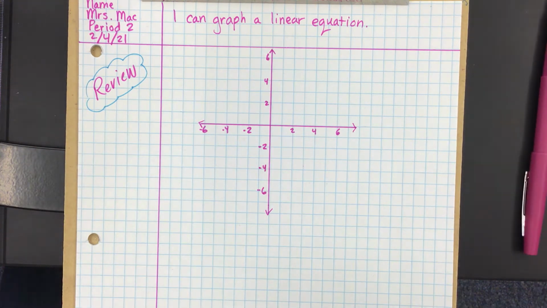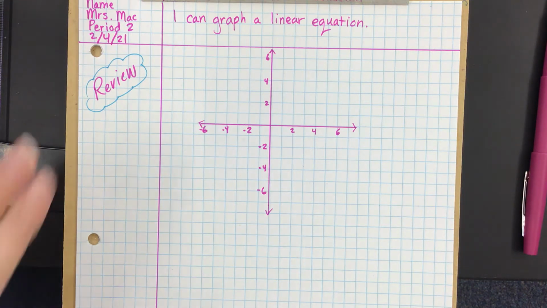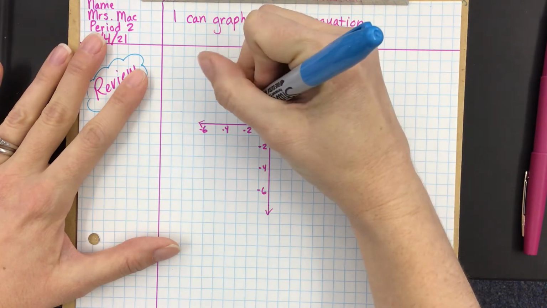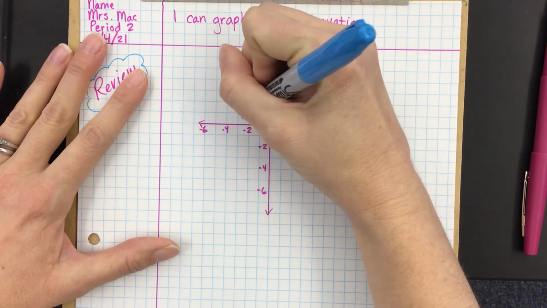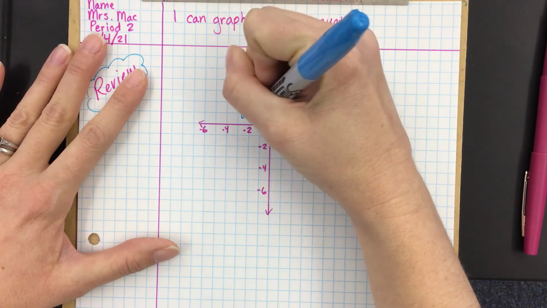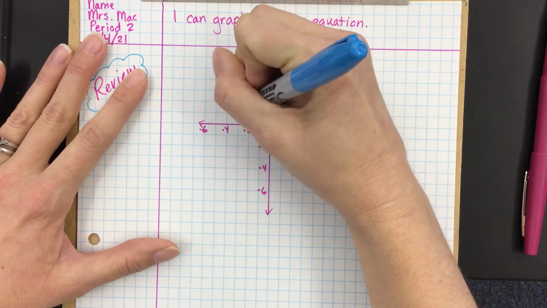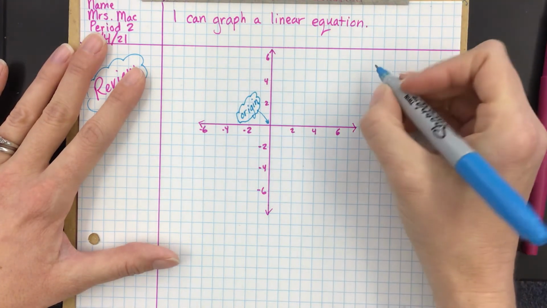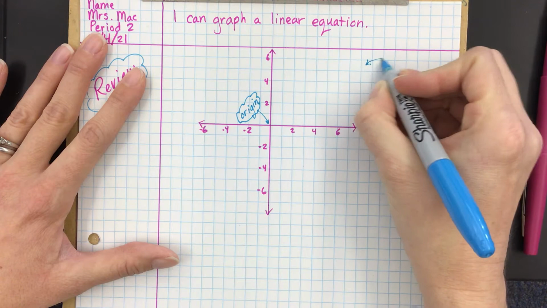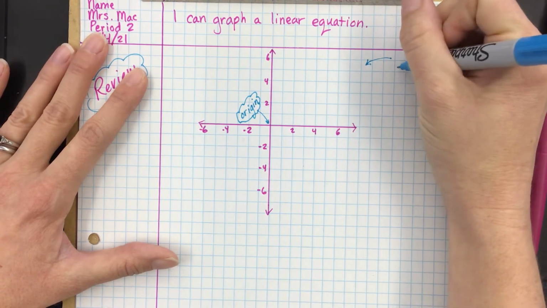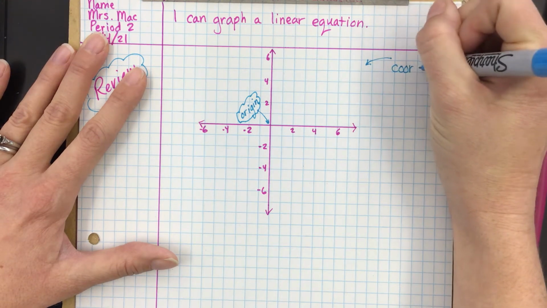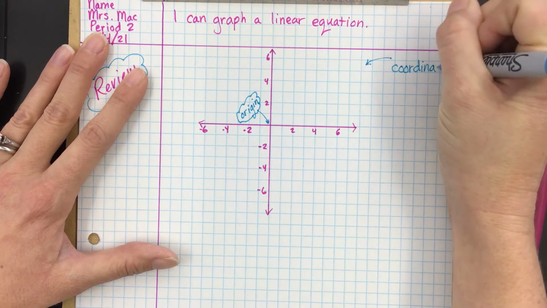So quickly, before we get into plotting points, I want to make sure that you know what's happening here. I think you're good though. I think everyone knows that this point right here where it's 0, 0, this is called the origin. This whole thing right here is called a coordinate plane. It is also sometimes called the Cartesian plane, but for the purposes of this class, we'll just call it the coordinate plane.